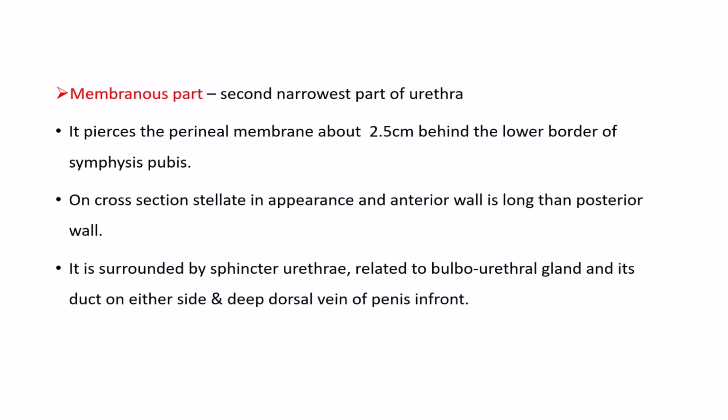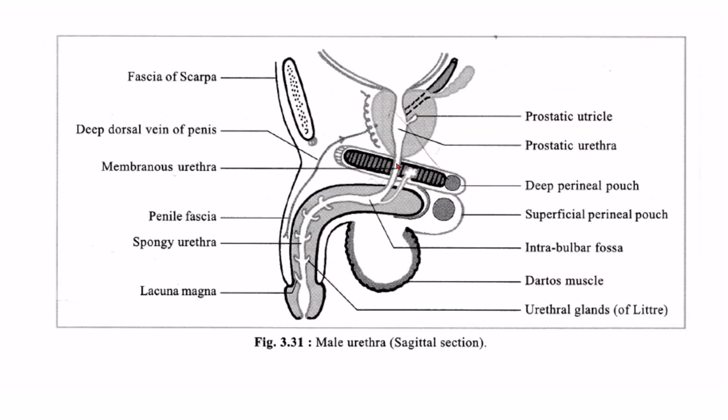Now coming to the membranous part, which is the second narrowest part of the urethra. It runs a slightly curved course downwards and forwards from the prostate to the upper surface of the bulb of the penis, about 6 mm in front of the posterior end of the bulb. You can see here, this is the preprostatic, prostatic, and the membranous part. You can see the anterior wall is longer than the posterior wall.